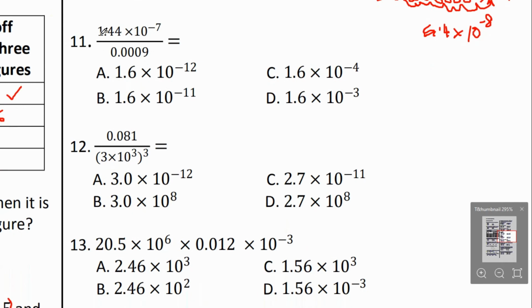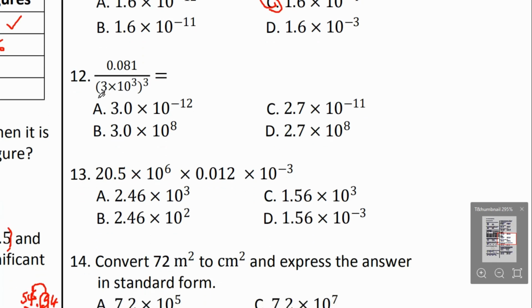11, 1.44 times 10 to the power of negative 7 over 0.0009. Okay, for this one, you can also key into your calculator straight away. Then you will have the answer, 1.6 times 10 to the power of negative 4, C.